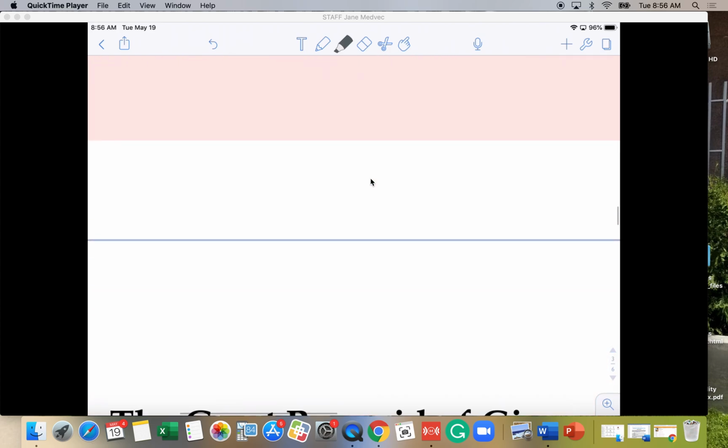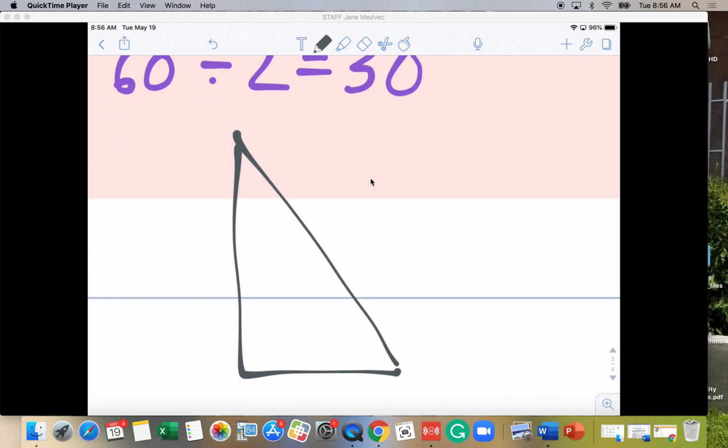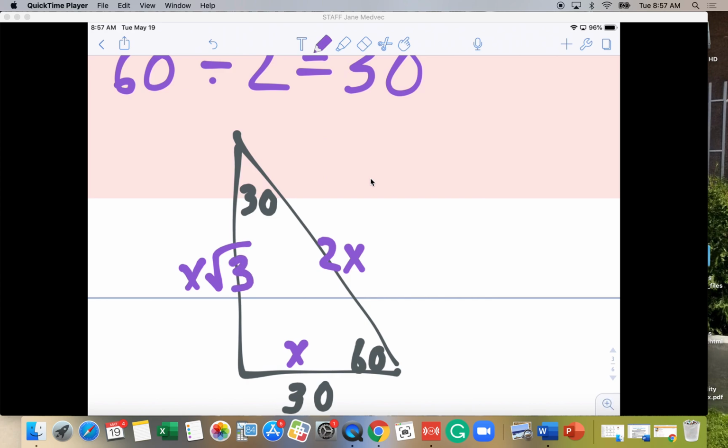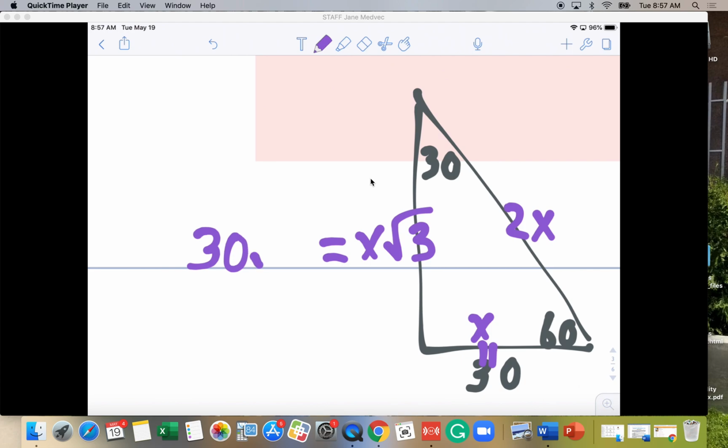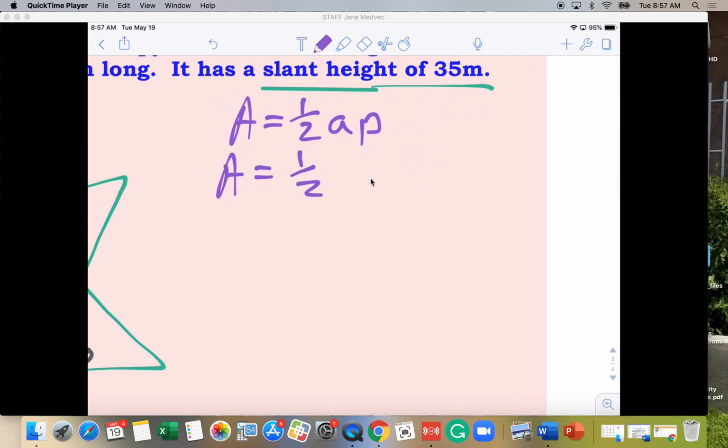Okay, so I'm going to blow up that triangle. This is 30, this is 60, this is 30. Again, I'm going to use x, 2x, x root 3. So if x is 30, then my apothem is 30 root 3. Now that I have my apothem, I'm going to fill that in. This is 30 root 3.